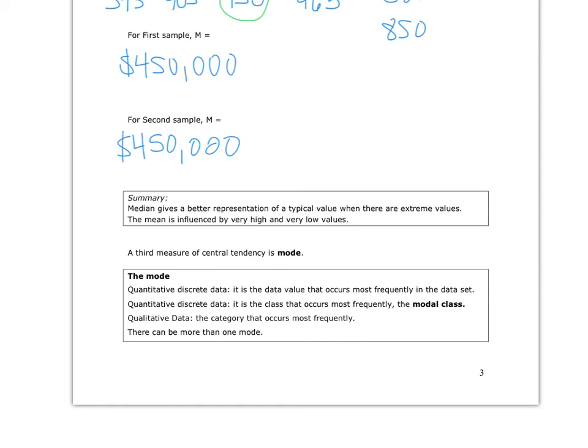The third measure of central tendency is mode. Mode has the distinction that it can be used not just for quantitative data, but also qualitative data.